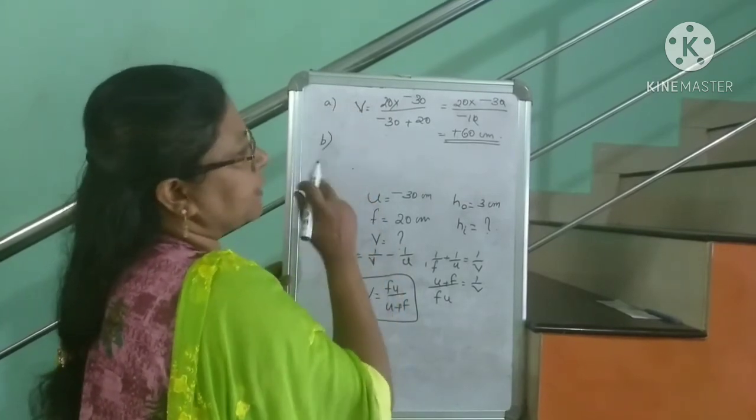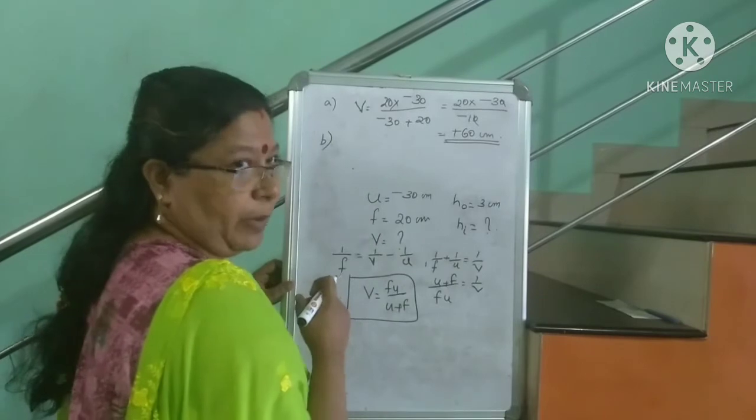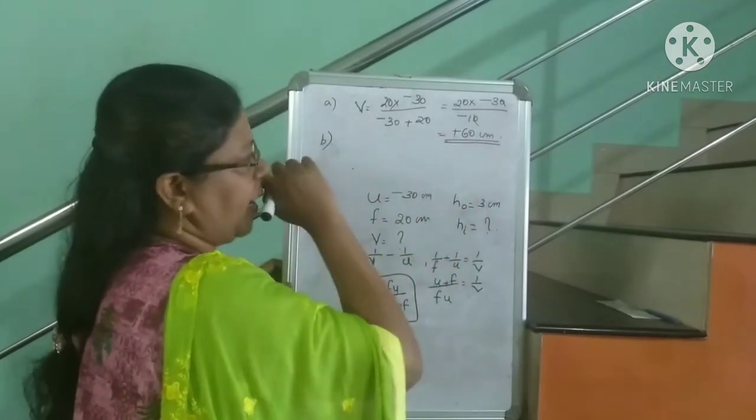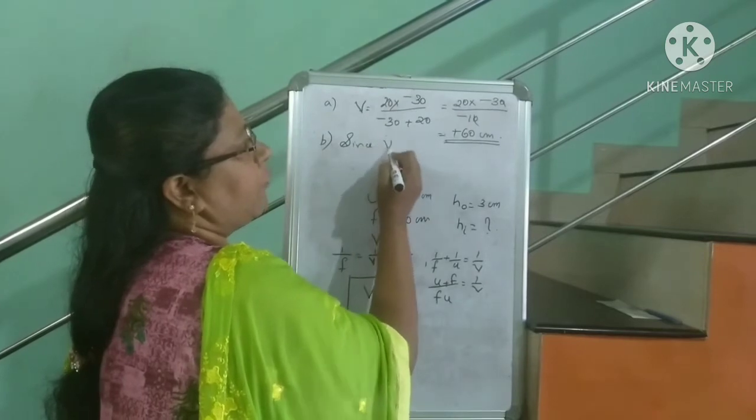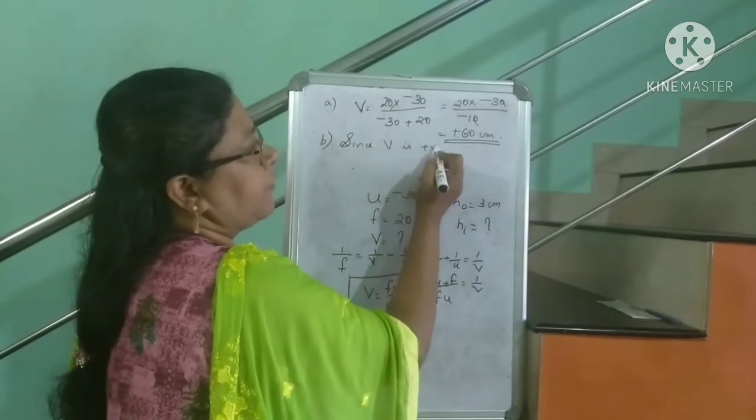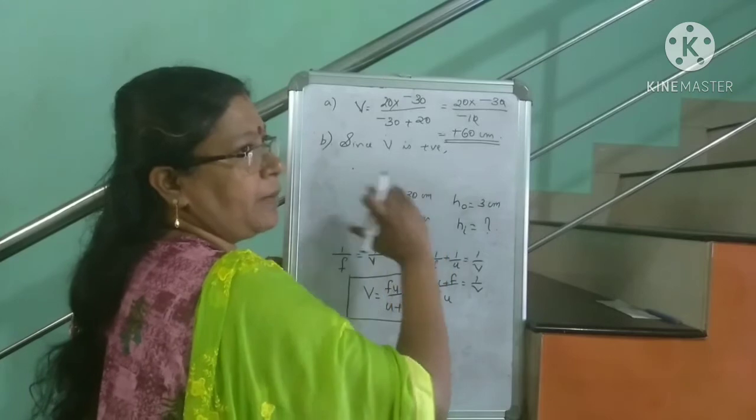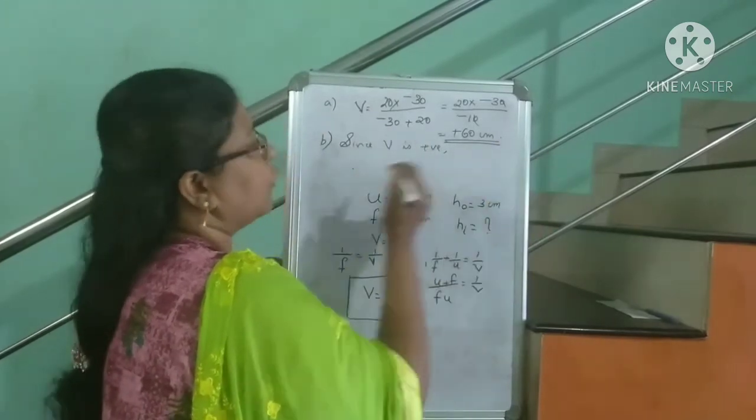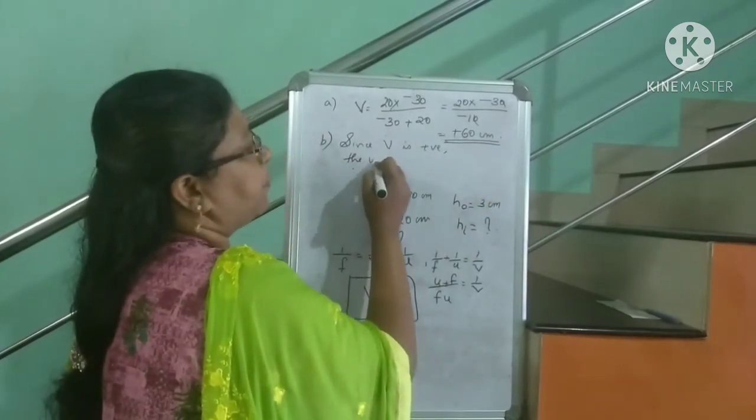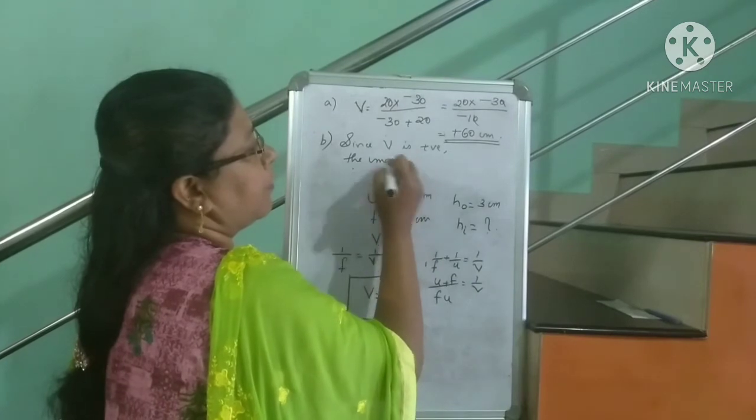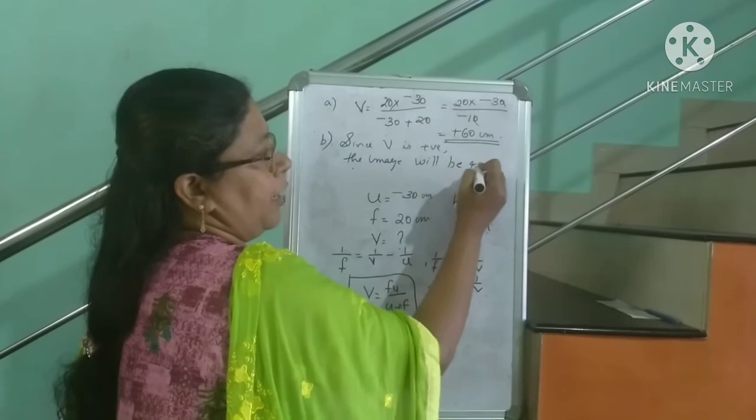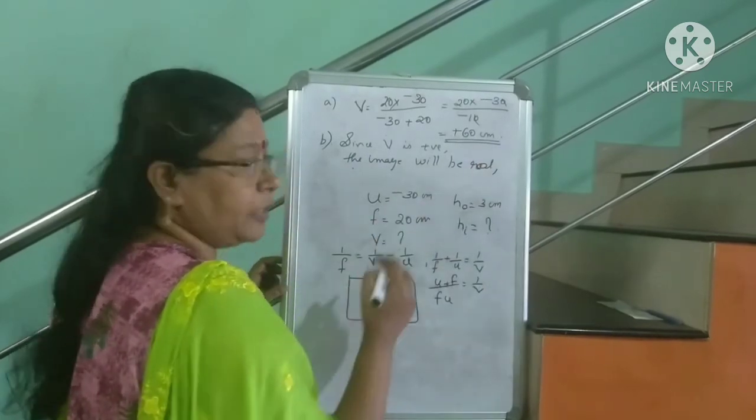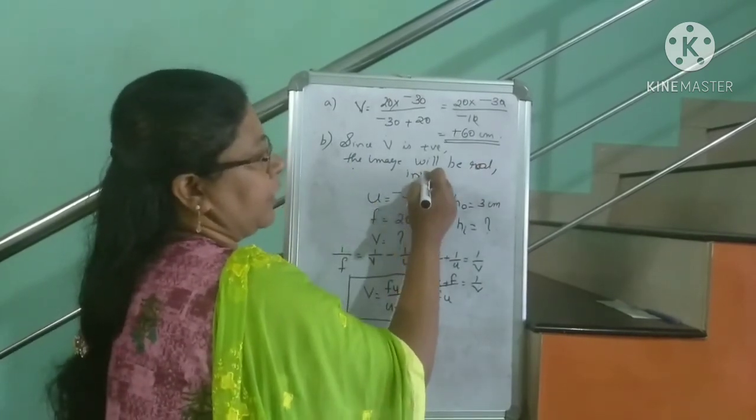Then B part is, what is the nature of the image. The image is obtained on the other side of the lens. Since v is positive, v positive means the image is obtained on the other side. So the image will be real. Real image means it is inverted also.